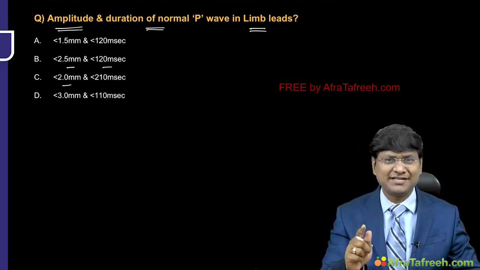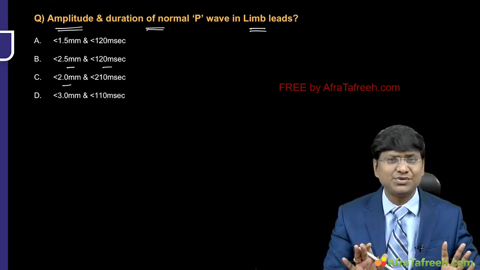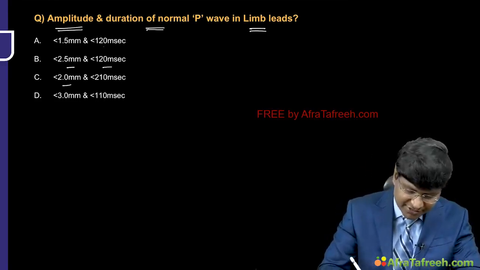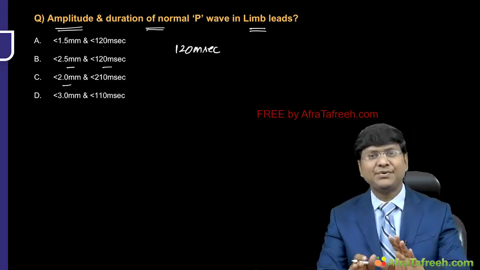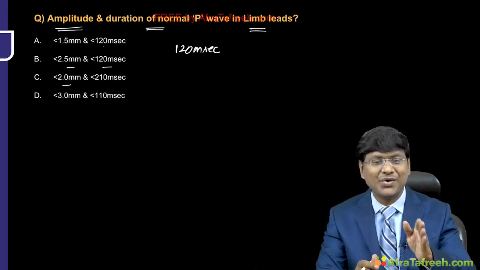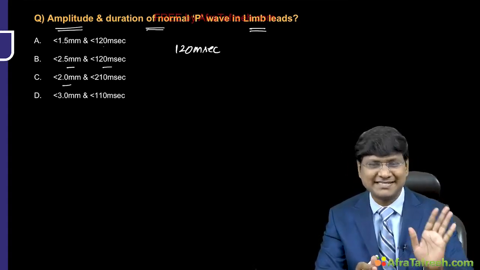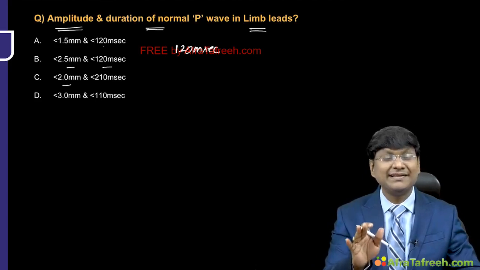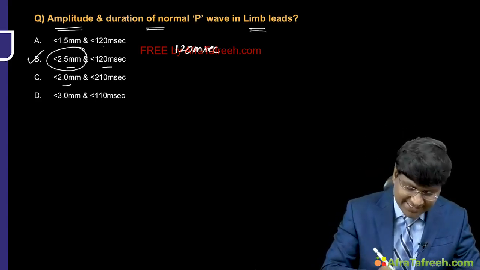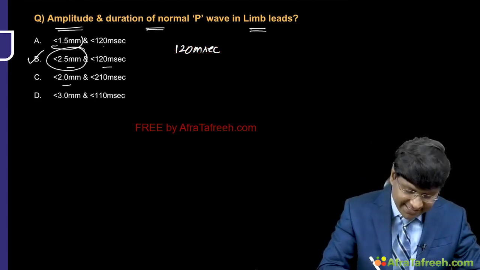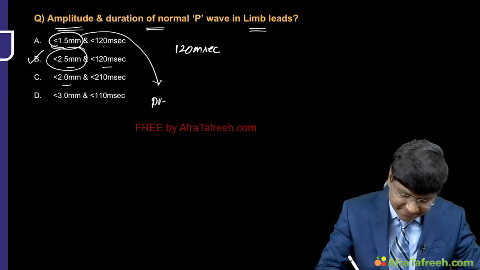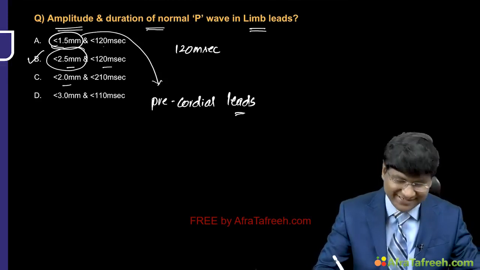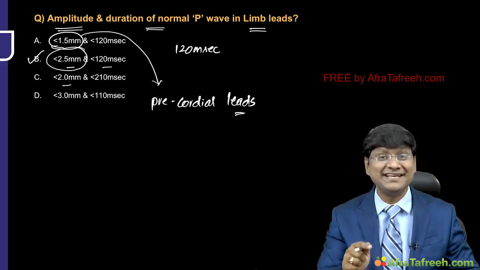If you take the amplitude as well as the duration, remember the duration is fixed. The duration usually does not change, except in abnormalities associated with the left atrium. So how much is the duration? It is 120 milliseconds. Whether you take the limb leads or the precordial leads, the duration will be the same, less than 120 milliseconds. But the point of difference is in the amplitude. In the limb leads, the amplitude is less than 2.5 mm. But in the precordial leads, the amplitude is less than 1.5 mm.